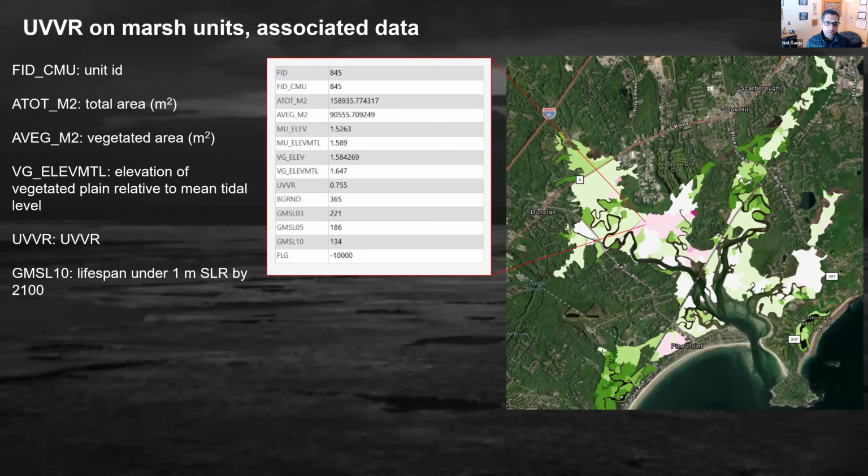Now, when we showed these data in our very first meeting, Jake from the team pointed out to me that these numbers are sometimes problematic. There was one marsh unit that had a lifespan of 500 years, which is pretty high, but the marshes in Maine are actually quite high elevation-wise, which is good for lifespan. And some of them are intact, which is good for lifespans.